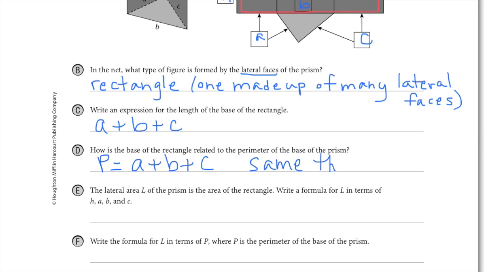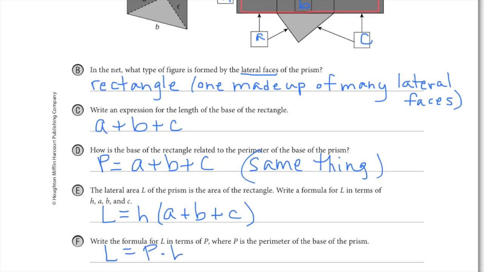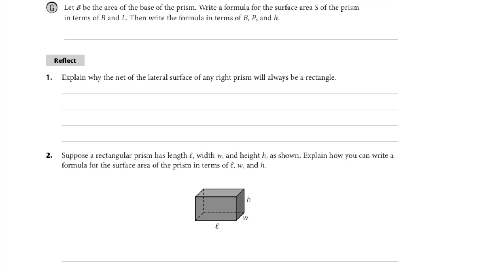Part E, let's find the lateral area, which again is that rectangle, in terms of H, A, B, and C. So the height times the length of the base of that rectangle, which we know is A plus B plus C. And then the final thing we're going to be asked to do there is write a formula for L in terms of P. So if we know A plus B plus C is P, perimeter, then the lateral area is simply equal to perimeter times height.